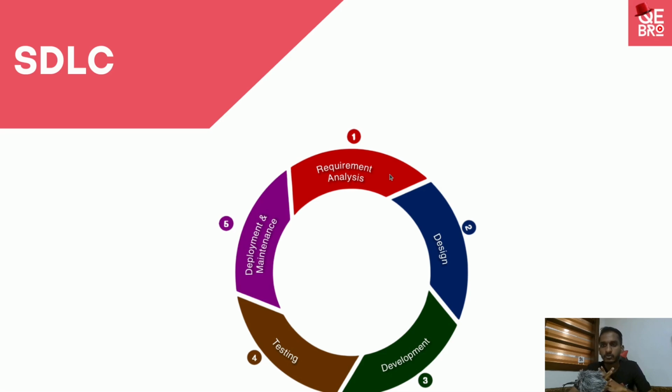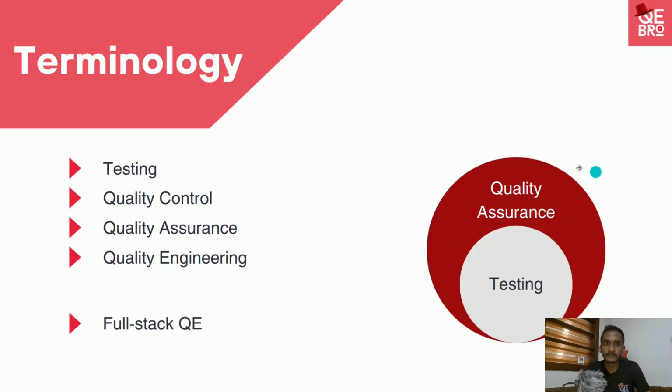So I hope now the SDLC is clear to you guys, and the main thing I need to pinpoint here is phase number 4, where we conducted the testing. So in the SDLC, now you know testing is one phase in the software development life cycle. It is just one activity. So now let's move to the terminologies we had at the beginning. It started with testing. Testing means, now you know, it is a single step, a single phase in the software development life cycle. I hope now it's clear.